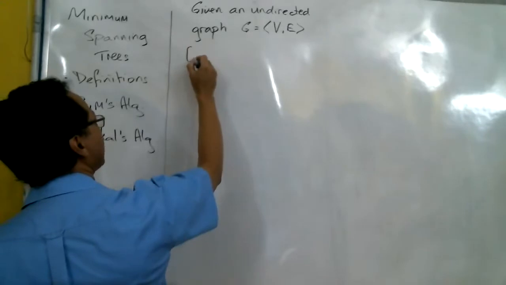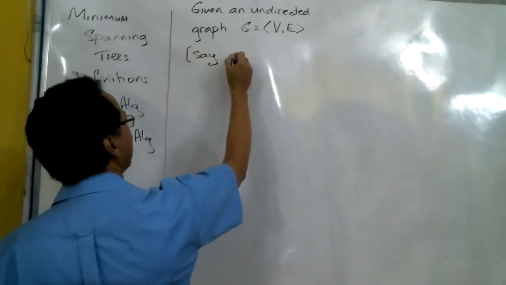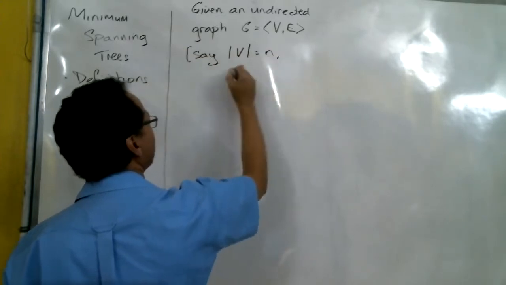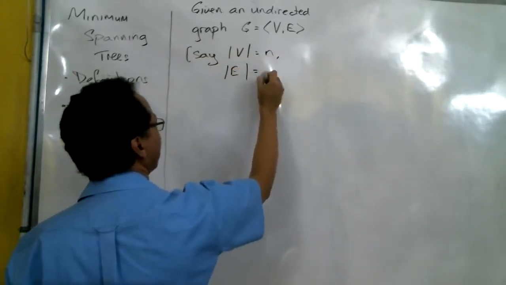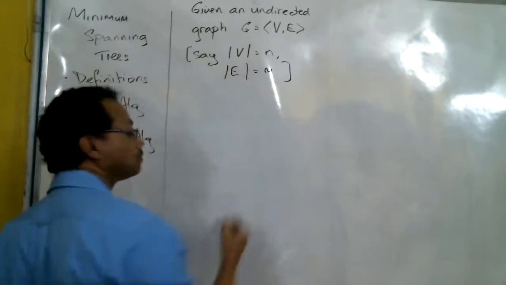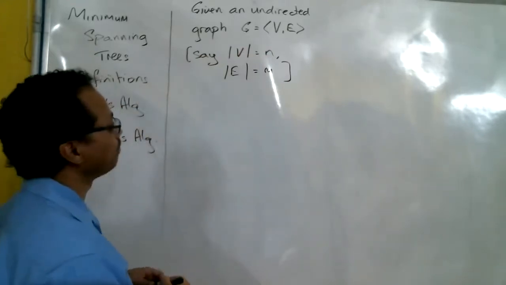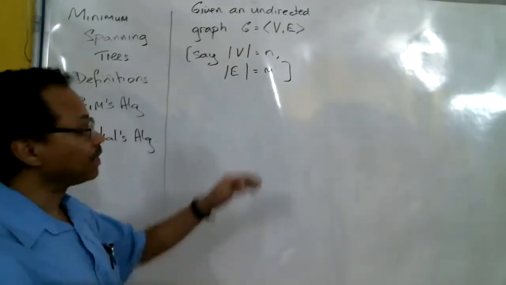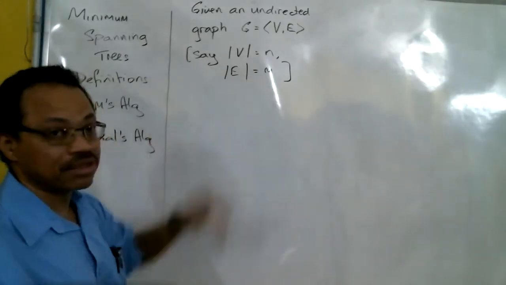we'll just once and for all say that the number of vertices is n, the number of edges is m. We won't need it right now. I'm probably going to make reference to it, but in case you see me reference n and m, this is what I mean. n is the number of nodes, m is the number of edges.